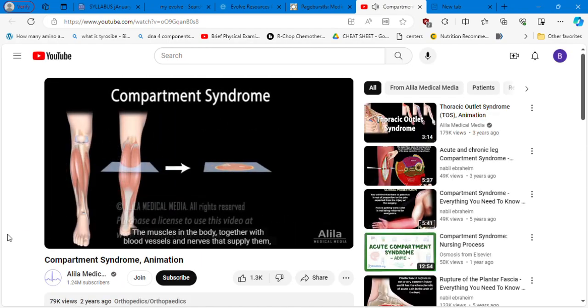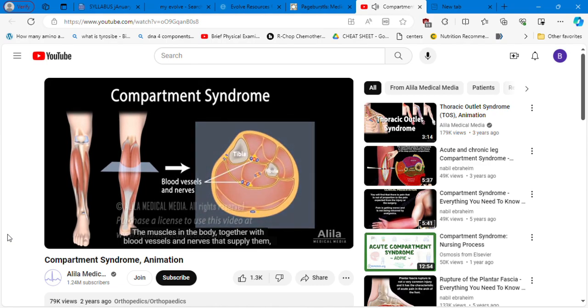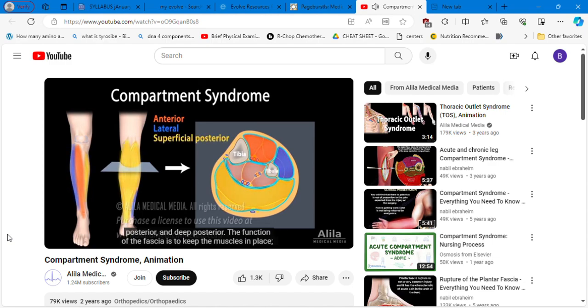The muscles in the body, together with blood vessels and nerves that supply them, are organized into compartments, each of which is encased in a thin but tough membrane called a fascia. For example, the lower leg has 4 muscle compartments: anterior, lateral, superficial posterior, and deep posterior. The function of the fascia is to keep the muscles in place. Its ability to expand is limited.